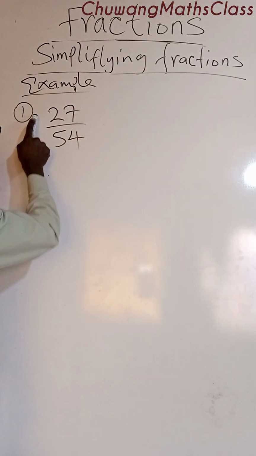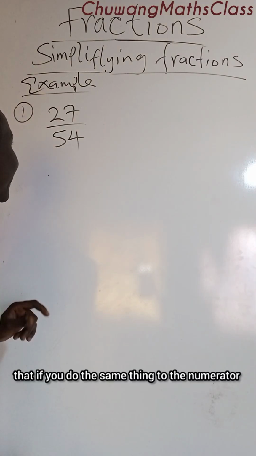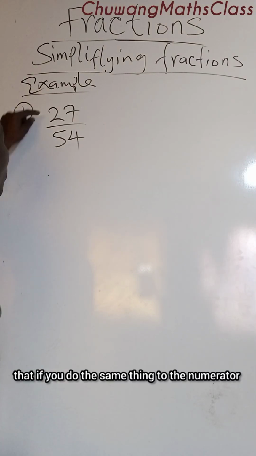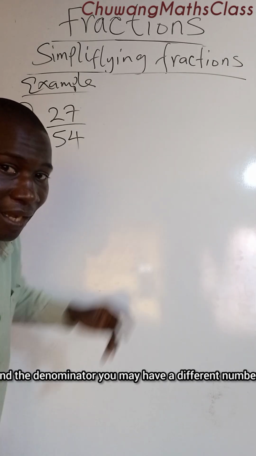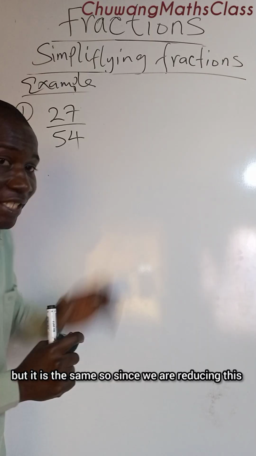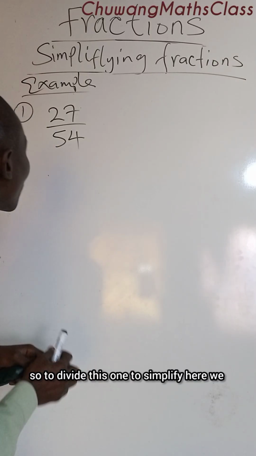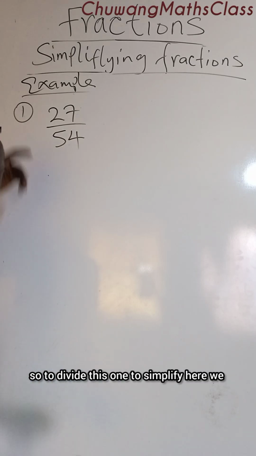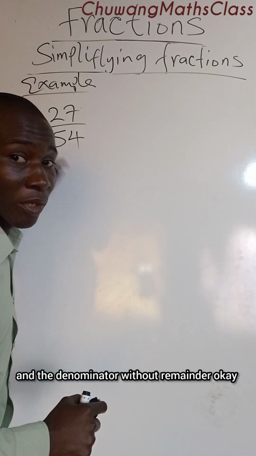Now we have 27 divided by 54 to simplify. Remember, I told you that if you do the same thing to the numerator and the denominator, you may have a different number, but it's equivalent, it is the same. So since we are simplifying this one, we are going to divide. To simplify here, we are going to look for a number that can enter both the numerator and the denominator without remainder.